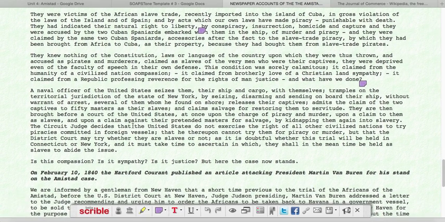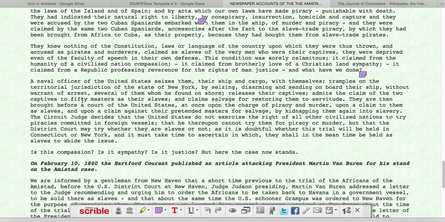All right, final paragraph. Here we go. Stay with me. A naval officer of the United States seizes them, their ship and cargo with themselves, tramples on the territorial jurisdiction of the state of New York. By seizing, disarming, and sending on board their ship without warrant of arrest, several of them whom he found on shore, releases their captives, admits the claim of the two captives to 50 masters as their slaves, and claims salvage for restoring them to servitude.